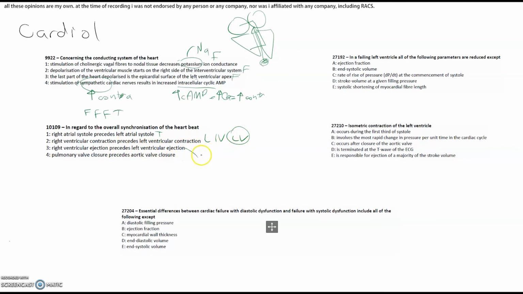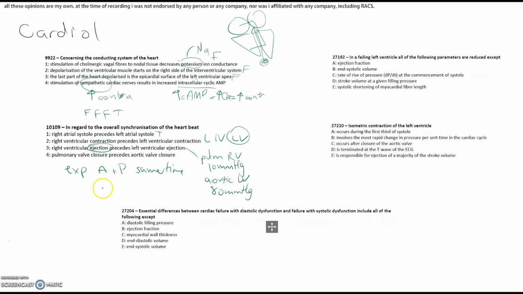However, because of the pressures that we talked about before, on the pulmonary side, so on the RV, we only need to exceed 10 millimeters of mercury for those valves to open. Whereas on the aortic side, so the left ventricle, we need to actually exceed 80 millimeters of mercury before the valves open. Therefore, it stands to reason that the right ventricular ejection does precede left ventricular ejection. And finally, pulmonary valve closure precedes aortic valve closure. Now, without getting too much into this, during expiration, both the aortic and the pulmonary valve close at the same time.